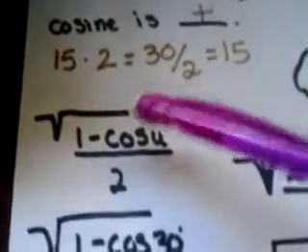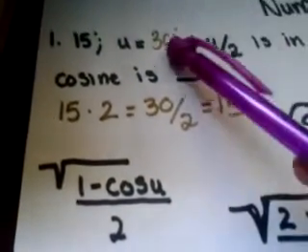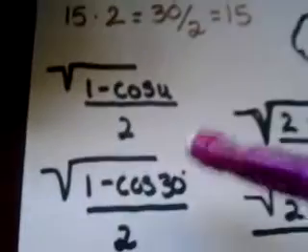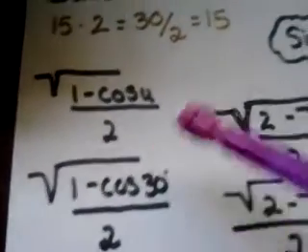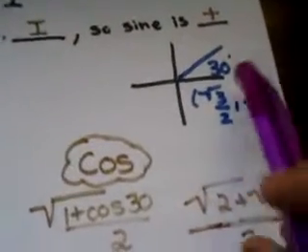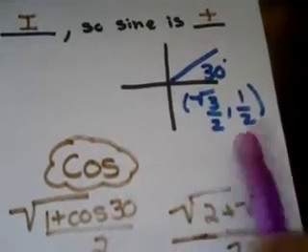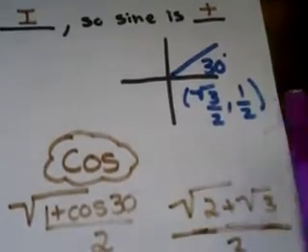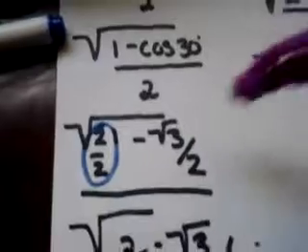is radical 1 minus cosine of u divided by 2, in which in this case u will be replaced by 30 divided by 2. And first we have to figure out the quad, which we already did, but we just need to find the ordered pair, which is radical 3 over 2 and 1/2. And from there we'll just plug in.